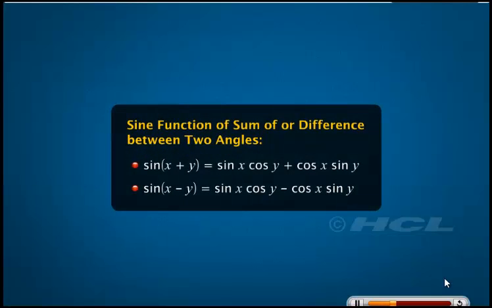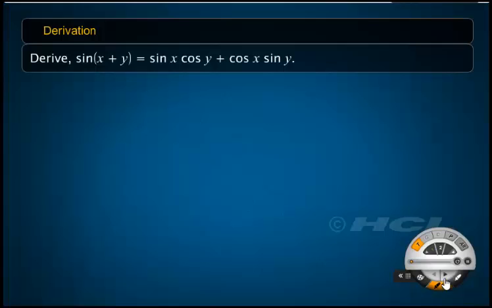Let's now check the sum and difference formulae of the sine function one by one. We first derive the sum formula of the sine function using the sum formula of the cosine function and applying the property of allied angles. And then we derive the difference formula by replacing y with minus y. Derive the relation sin x plus y equals sin x cos y plus cos x sin y.